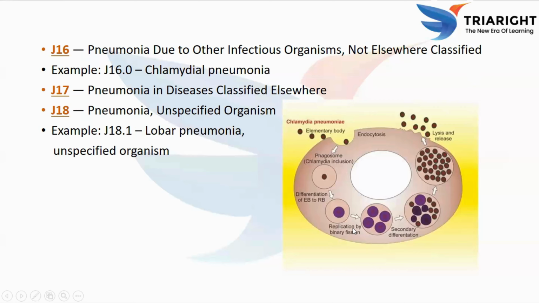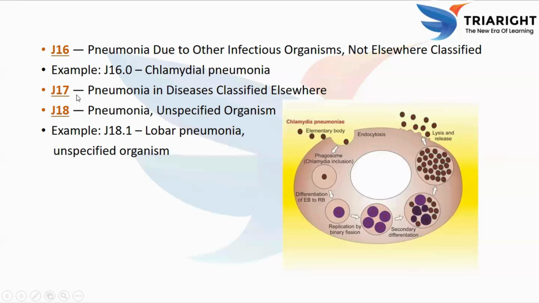Then replication takes place. Replication is nothing but multiplication of the cells, and it is done by binary fission. After binary fission comes secondary differentiation. So what is secondary differentiation? The reticulate body converts back into the elementary body, that is, RBs convert into EBs. Then lysis and release. The host cell bursts, releasing new EBs that infect other cells. So chlamydia is a bacterium, but it behaves like a virus in the respiratory system.